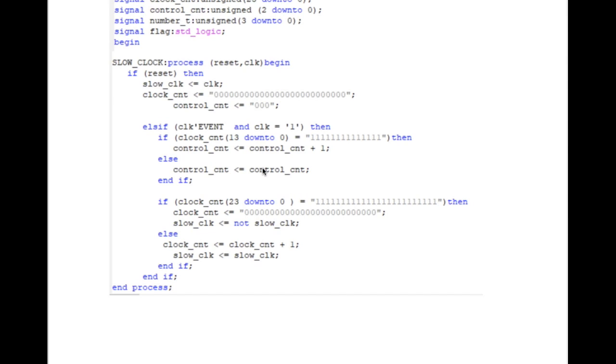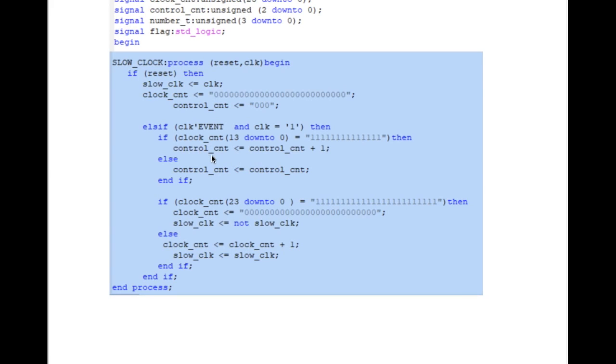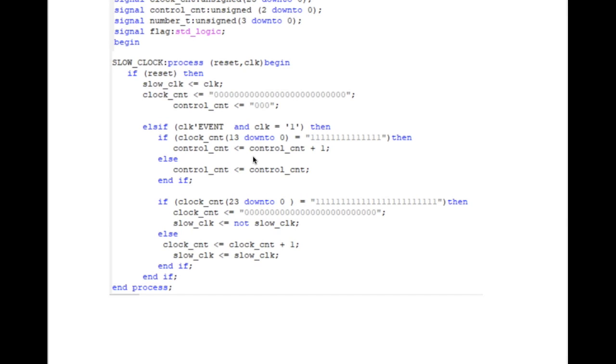I also need a clock for the selector. The selector cannot be too fast. If it's too fast, the 7 segment doesn't work, because the chip in the 7 segment does not work at that fast a clock. So I also have to slow it down. I use the control counter to control the selector.